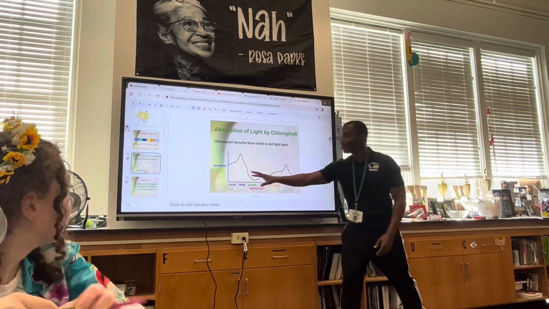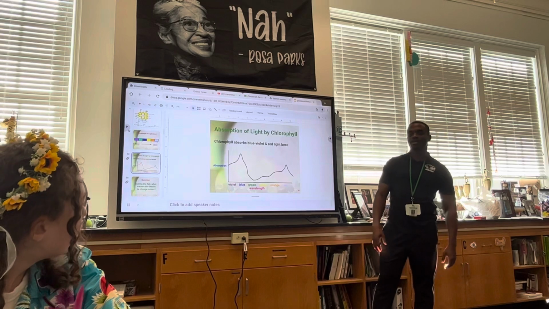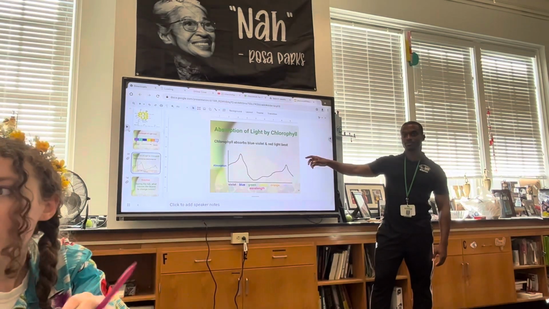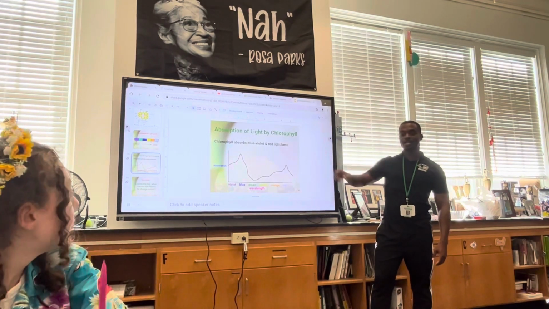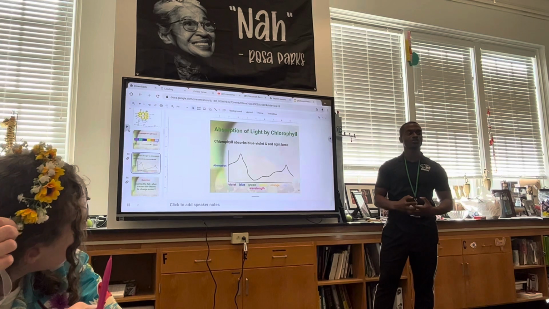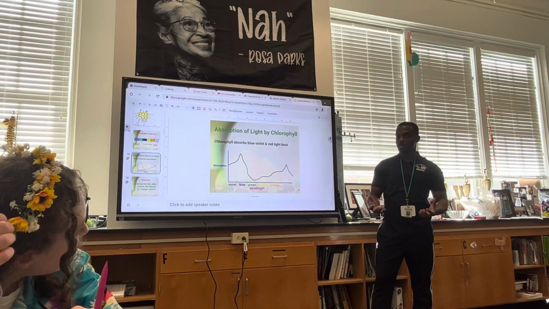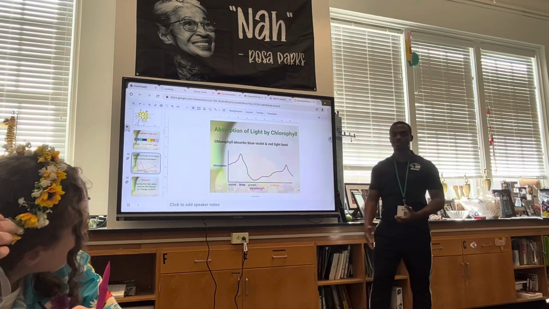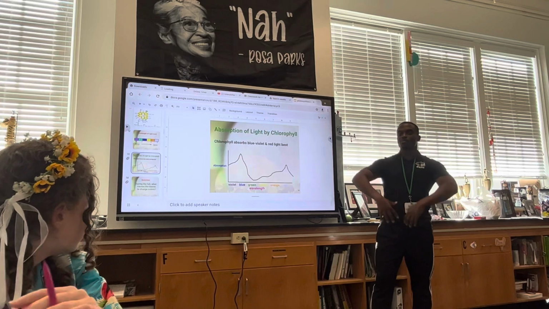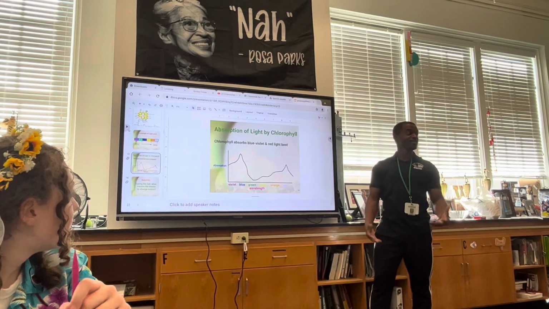Okay, so of the colors that are present, which one is absorbed at the highest level? Blue. So if you really want your plants to grow, you expose them to blue light. And the intensity of the blue light as well has an effect on it. The more intense the blue light is, the more photosynthesis takes place, and the more oxygen is produced, and the more you get to breathe.